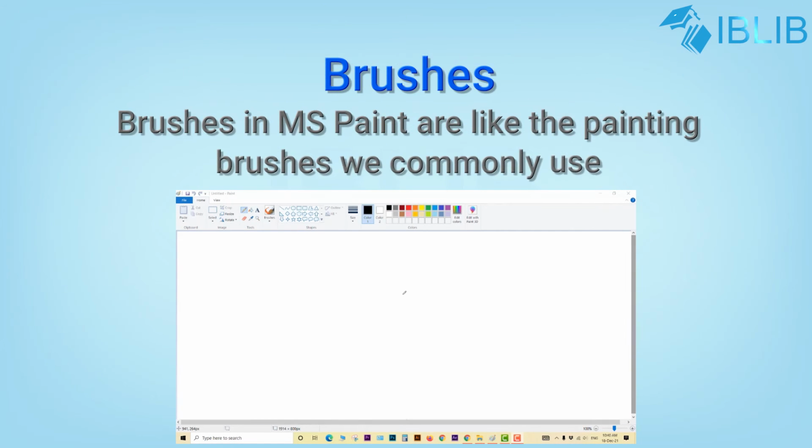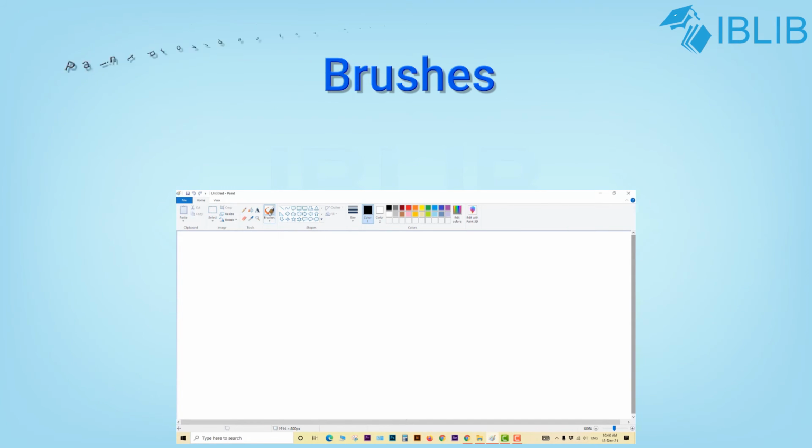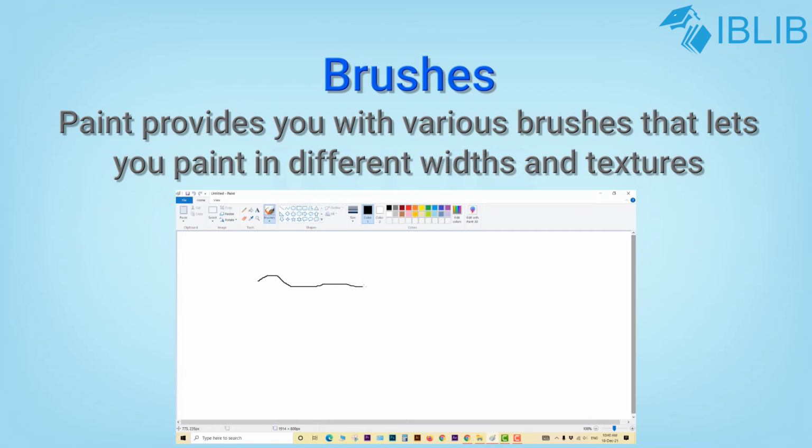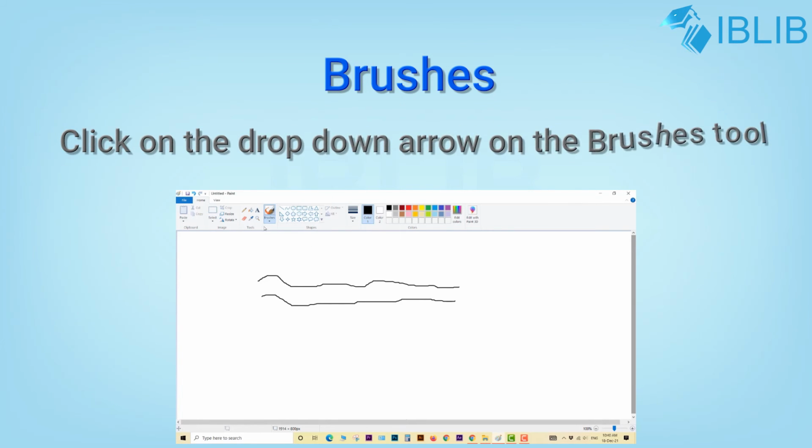Tool number 7 is brushes. Brushes in MS Paint are like the painting brushes we commonly use. Paint provides you with various brushes that let you paint in different widths and textures. To use this tool, follow the steps.